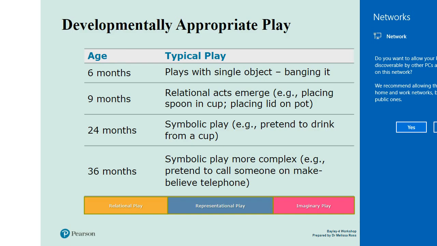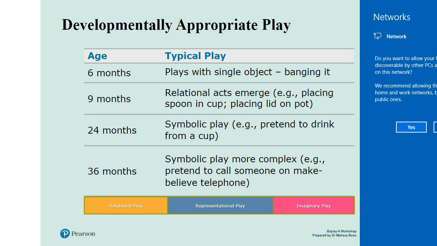The Bayley-4 draws on the theory of typical normal stages of development. Play with objects begins early in infancy, with 6-month-olds capable of playing with a single object. Children interact with an object first by banging it. A few months later, the child can combine or relate two or more separate objects, beginning to show an interest in the similarities of objects. Around 9 months of age, relational acts begin to emerge. Relational acts include placing a spoon in a cup and putting a lid on a pot.